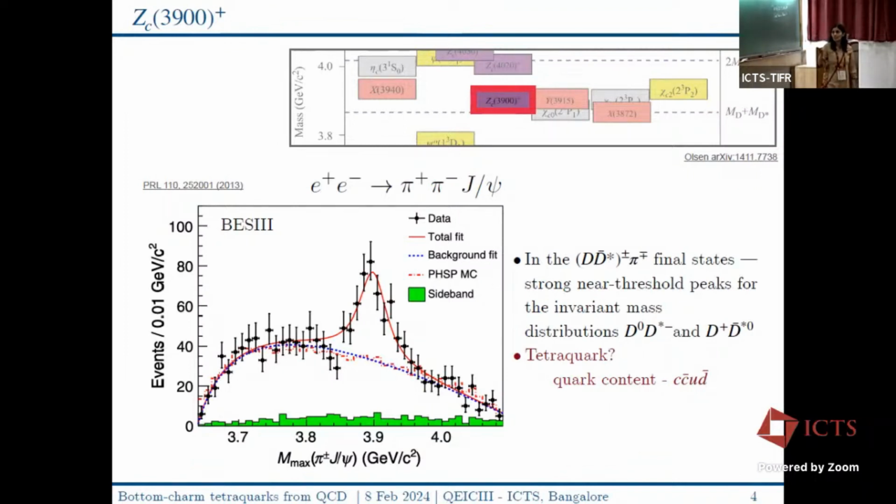Two-quark states are mesons, and three-quark states are baryons, and they are well understood. But such combinations of four quarks inside a bound state are not well understood. So tetraquarks are a good avenue to explore.